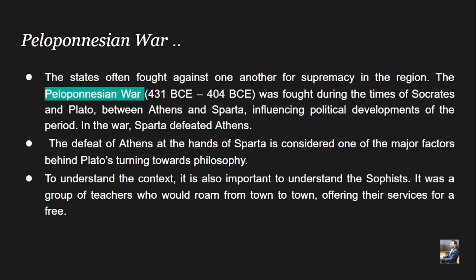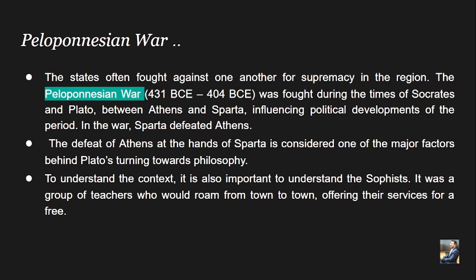In the war, Sparta defeated Athens. Sparta became more superior. Athens was completely destroyed, and hence the socio-economic crisis prevailing in Athens led to the formulation of theories by Socrates and Plato. So the defeat of Athens at the hands of Sparta is considered one of the major factors behind Plato's turning towards philosophy. Plato also belonged to a ruling class, but when he saw the crisis in Athens, he turned himself towards philosophy. He knew the political realism during that time was not adequate to have a good and ideal society.